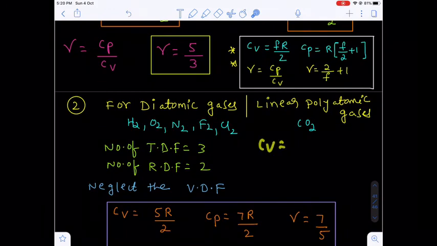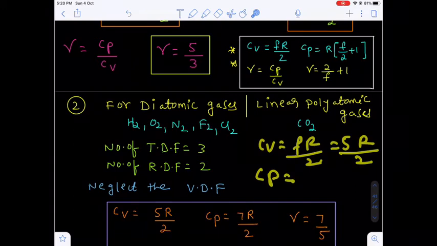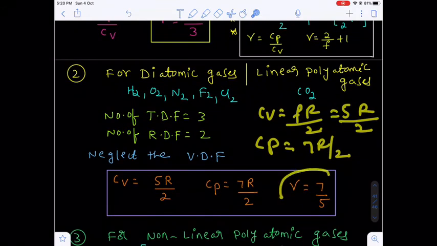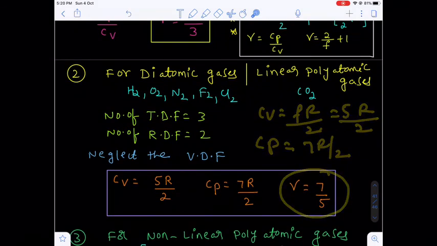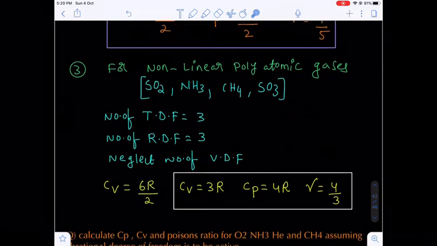Here, what is the formula? CV will be equal to F into R by 2. What is the F value? 5. So 5 into R by 2, that is 5R by 2. Once we have CV as 5R by 2, CP is CV plus R, 5R by 2 plus R, that will be 7R by 2. Then 7R by 2 divided by 5R by 2 will be equal to 7 by 5. This corresponds to diatomic or linear polyatomic. Are you getting my point?